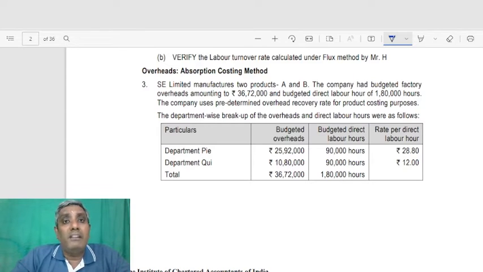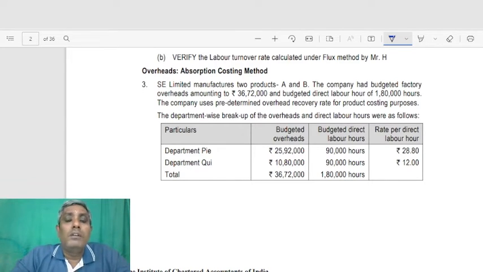And overhead rate. Suppose a single rate is applied across all departments, it is a blanket overhead rate. Is it not? So these points: overhead rates are calculated by using different methods like direct labor hours, machine hours, direct labor cost, material cost, prime cost, or number of units. So we find out the overhead rates.